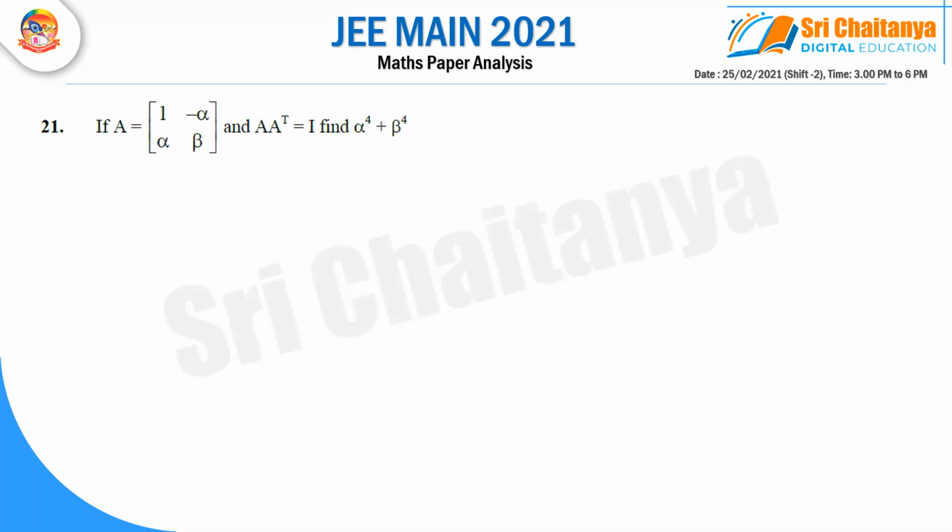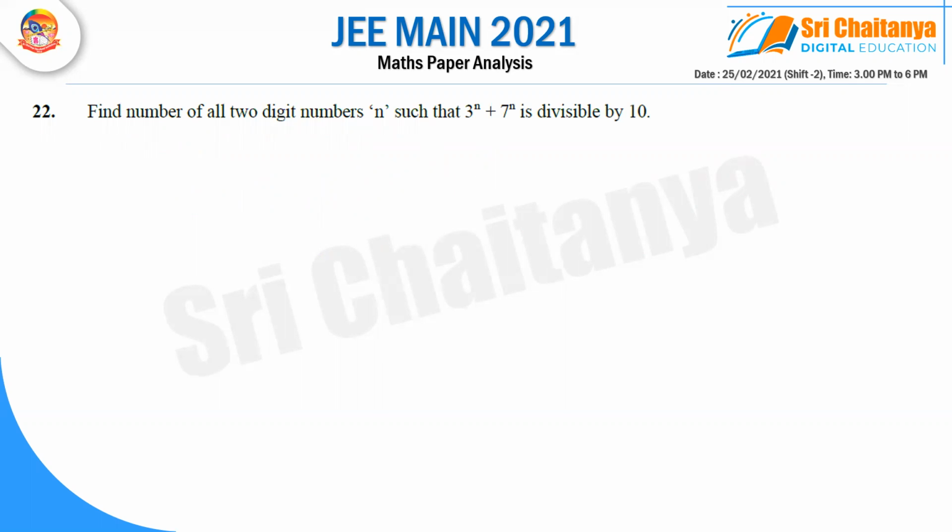Next question. They gave A into A transpose equal to I. So we will just apply the normal multiplications. A and A transpose is, and compare the corresponding terms. When we compare the corresponding terms, we will be getting something like alpha equal to 0 and beta equal to plus or minus 1. So the answer will become 1.